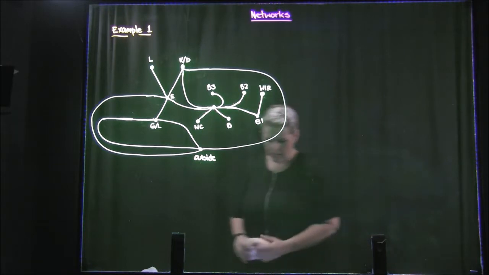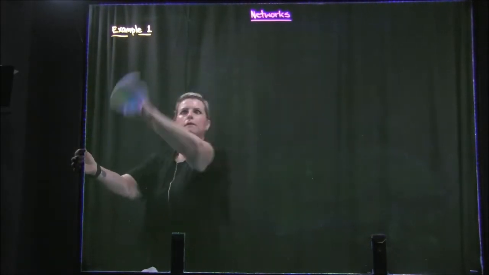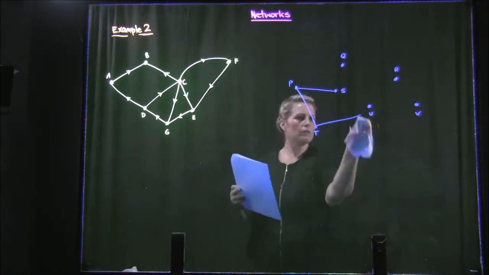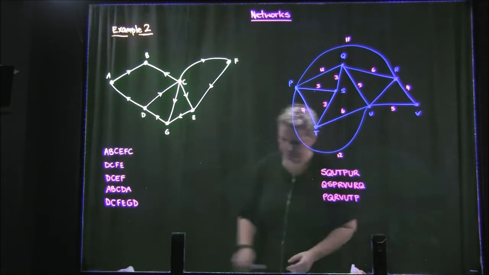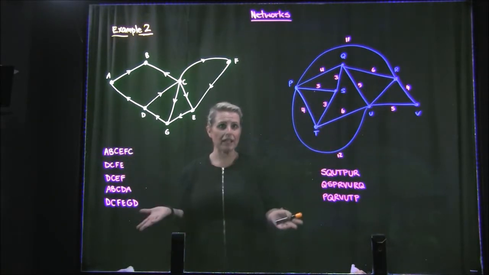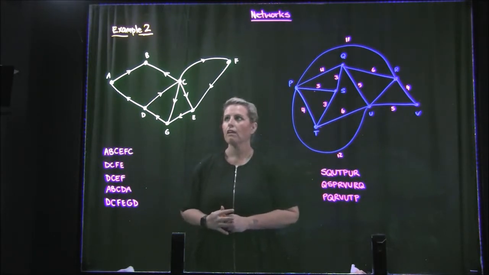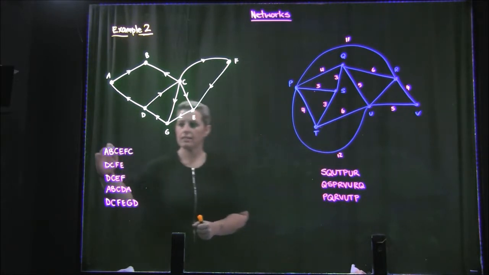Okay, so next I'm just going to look at identifying. Okay, so now we're going to have a look at identifying different parts on a network. So I've got two different ones here, and basically these are the different things.